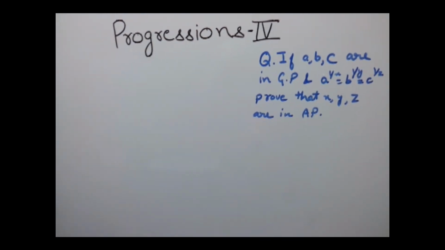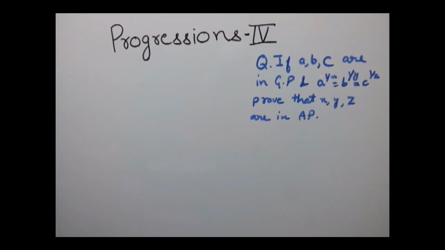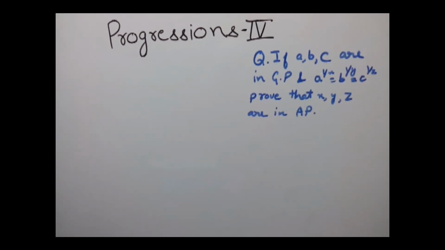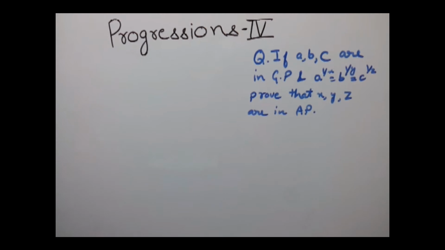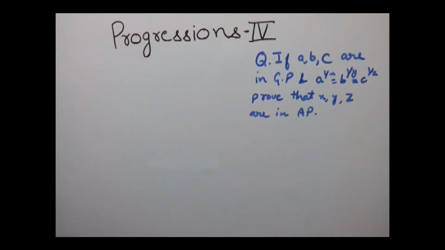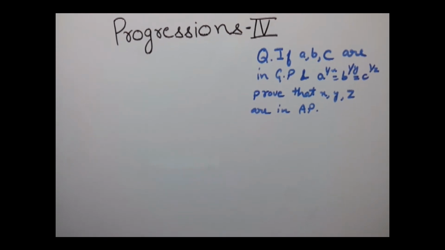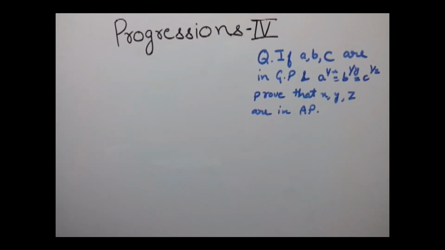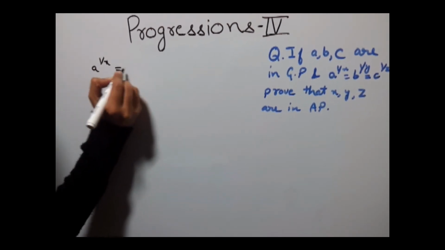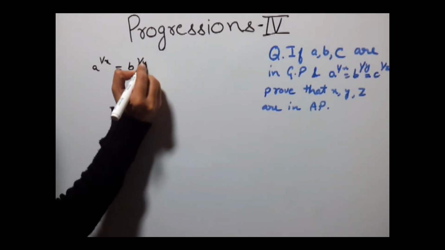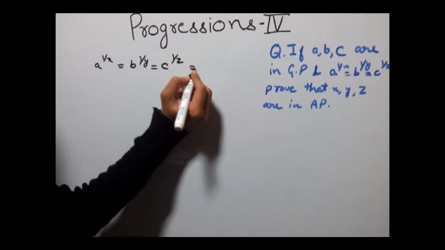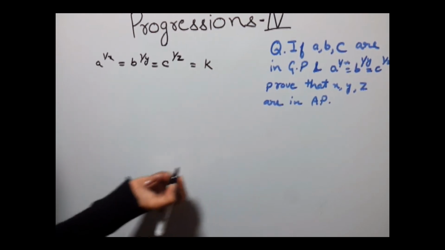Our next example is: if a, b, c are in GP and a to the power 1 by x equals b to the power 1 by y equals c to the power 1 by z, prove that x, y, z are in AP. So it is given that a to the power 1 by x is equal to b to the power 1 by y is equal to c to the power 1 by z. Let's suppose these are all equal to k.